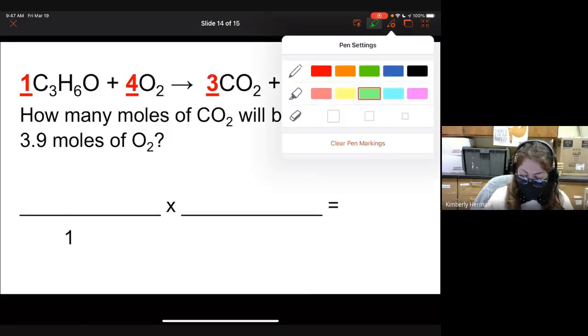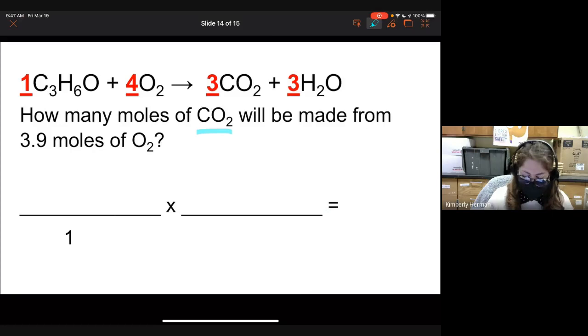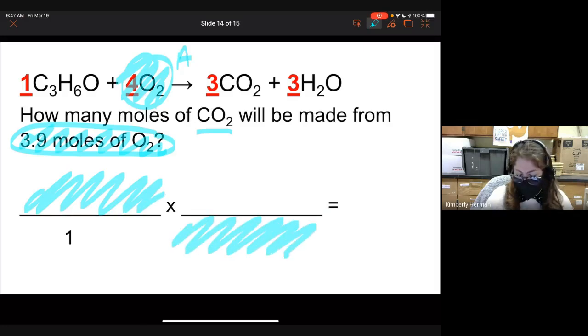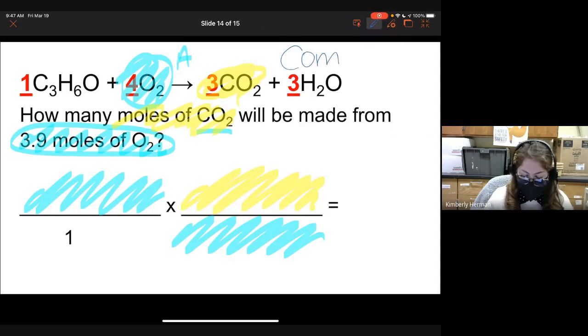Okay, how many moles of CO2 will be made from 3.9 moles of O2? So we're going to find O2, and that's going to be my A in blue. So I'm going to have my A here and my A here. Now my unknown is going to be that moles of CO2, which is right here. And we're going to see that this type of reaction is actually going to be a combustion reaction. Now it's a little bit more complex combustion because we have an O in it there. But we'll see that we don't need our first reactant and we don't need our second product.